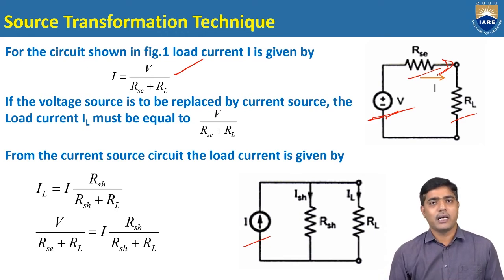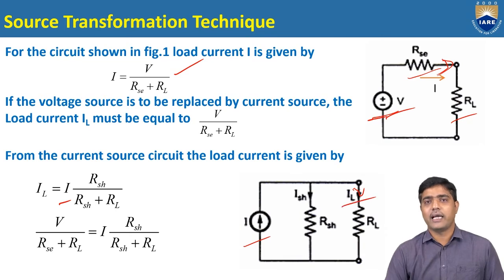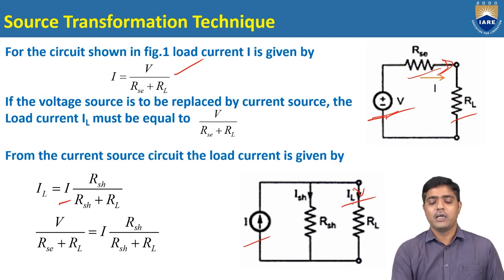Then if you are taking the current source circuit, what is the current flowing through the load here? That is IL. So what is the IL here? IL equals the total current I into the opposite resistance, that is RSH by RSH plus RL. According to the current division rule, you can write the expression for IL: IL is going to be total current into RSH by RSH plus RL.